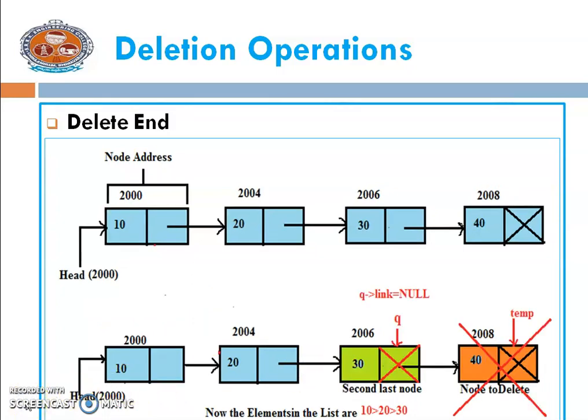And the next deletion operation is delete end. That is, the last node in the linked list should be deleted. Traverse to the last node of the linked list, keeping track of second last node in some temporary variable, say q in our example. That is, green color node is a second last node which is represented by q in our example.